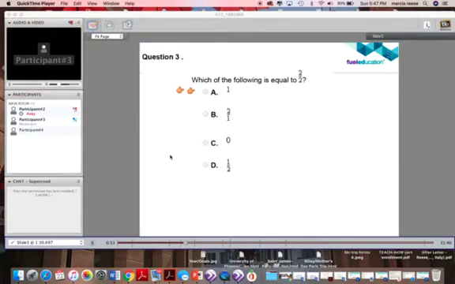Awesome. Good job. You have chosen, and use your talk button to tell me which letter did you choose? A for 1, B 2 over 1, C 0, or D 1/2. To tell me what is equal to 2 over 2. What did you choose? A, 1. Good job. Awesome. Because once again, when we divide 2 into 2, we get 1.